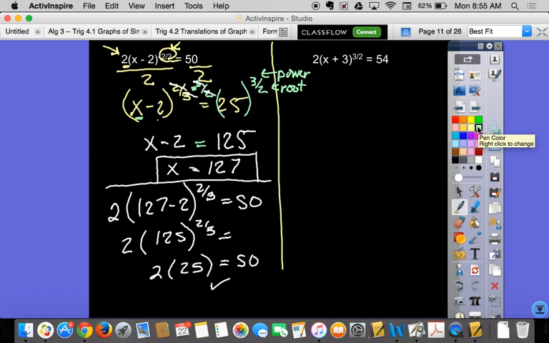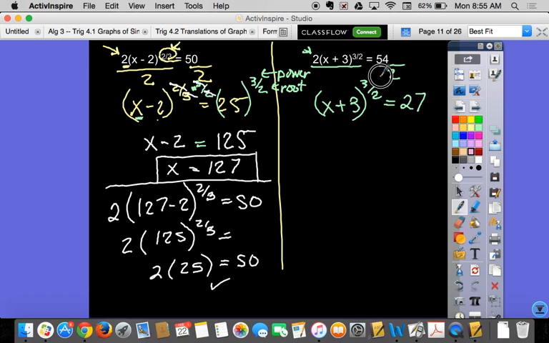All right, if you come over here and you start working with this problem, you still have this 2. It's multiplied by 2. You've got to get rid of it first. Okay, 54 divided by 2 is 27. Now you get to focus in on your rational power. So you want to take the 27 and raise it to the 2/3. These cancel. That's the beauty of it right there. Now think, cube root of 27 is 3. 3 squared is 9. Subtract 3 on both sides, x is 6.